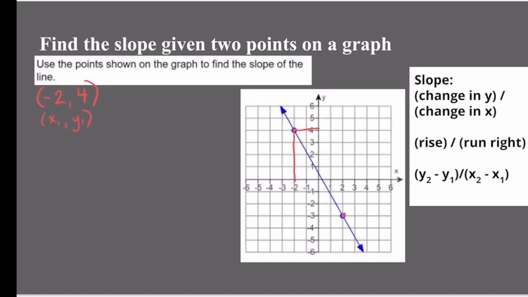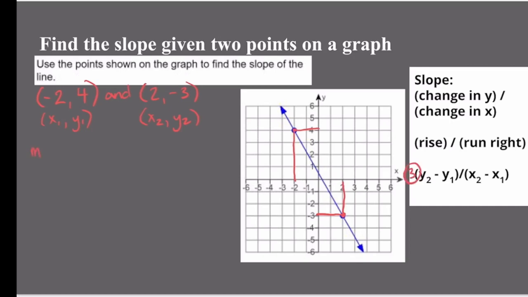The second point I'm going to use is over here. The x value is 2. The y value is -3. I will label that my x2 and my y2, since that's the second point. And now we're finding the slope between these 2 points. So we can use this formula.